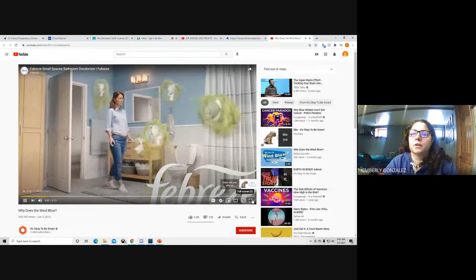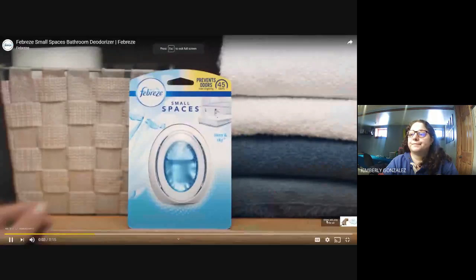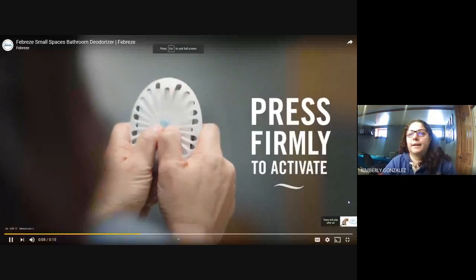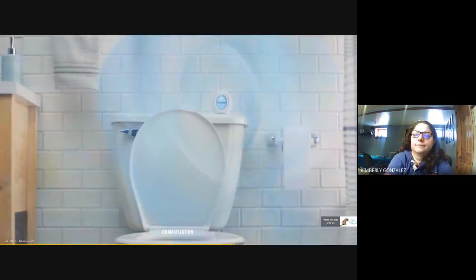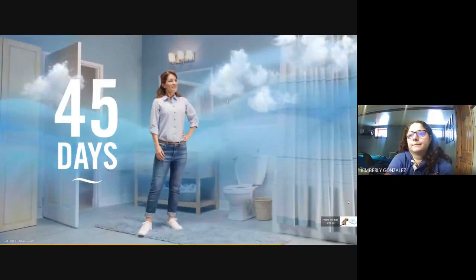Or commercial first. Try Febreze Small Spaces. Just press burn, and it continuously eliminates odors in the air and on soft surfaces for 45 days.